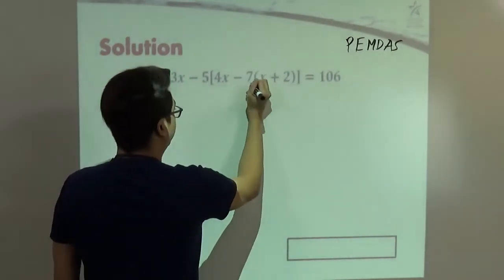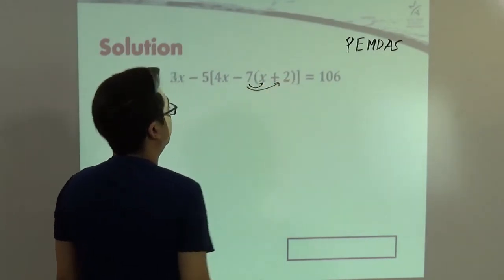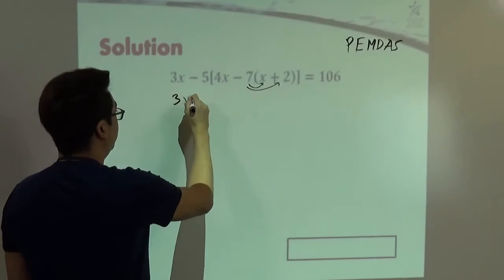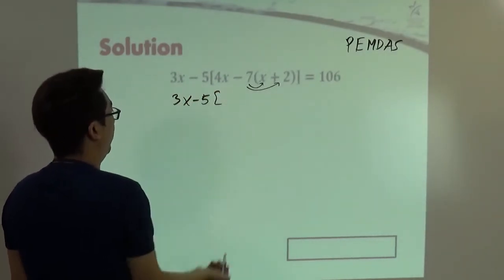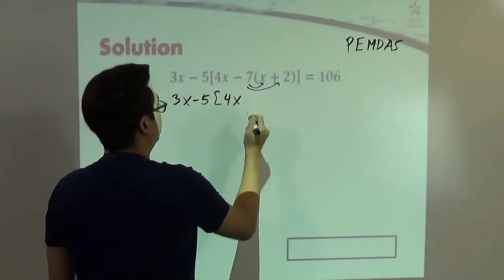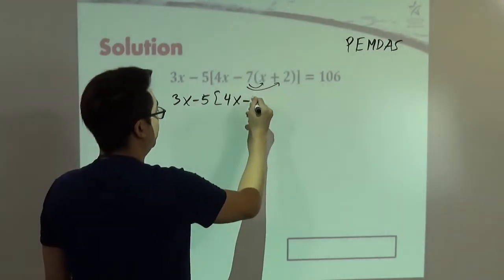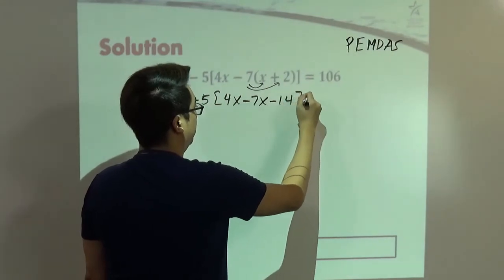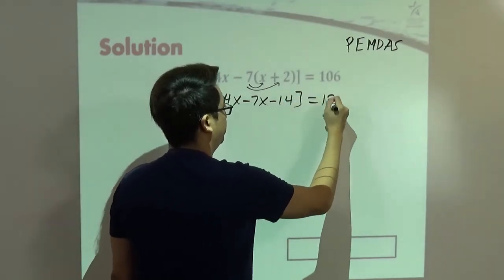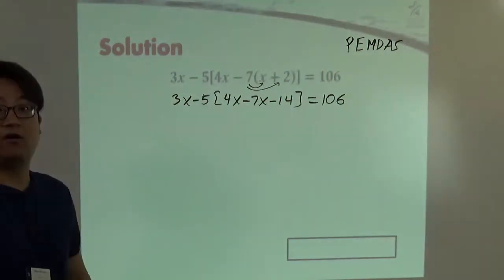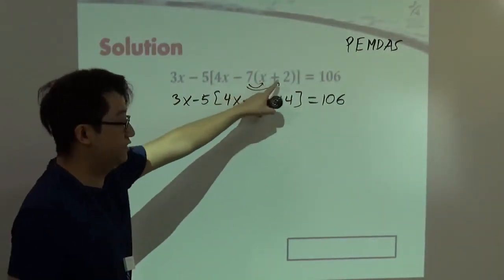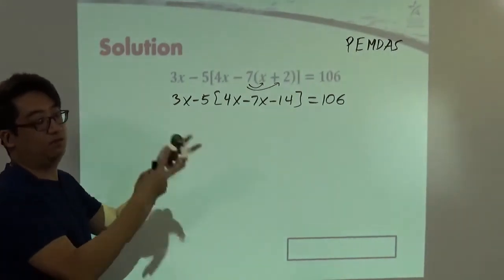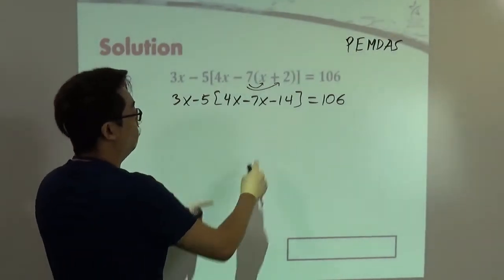So first thing we can do is distribute the negative 7 into the x plus 2. So let's rewrite everything as 3x minus 5, bracket still there, 4x, but now I have negative 7 times x, negative 7x, negative 7 times 2, negative 14, and I close bracket. Equals 106. So now our parentheses are gone because we just used the distributive law to get rid of them. Now we're still working inside of parentheses, or brackets in this case. We look at inside, what can we combine?